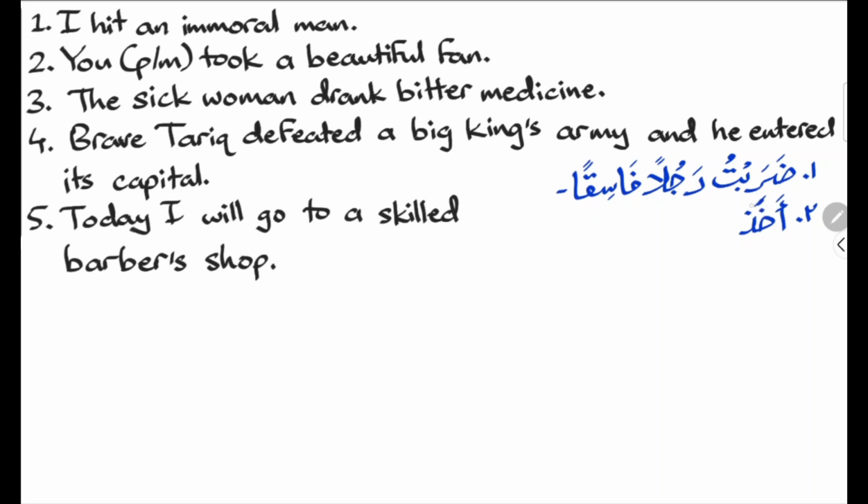واحد مذكر حاضر. أخذت a beautiful fan. Fan is the موصوف. Beautiful is the صفة. Fan comes first. Fan in Arabic is mirwaha. And since it's the maf'ul, it's going to be mirwahatan. Beautiful is jamilun. But here, since it's feminine, it's going to be jamila. And the round ta at the end of jamila is going to get 2 fathas because it has to go in accordance with mirwahatan, jamilatan.